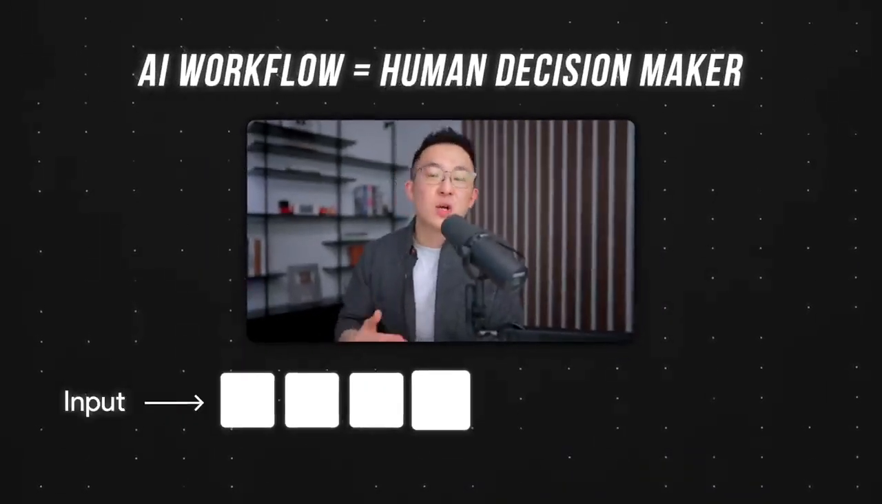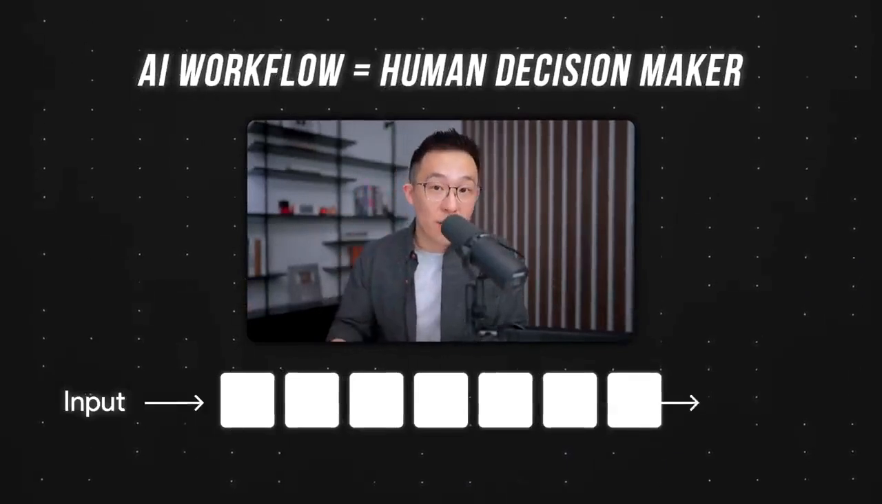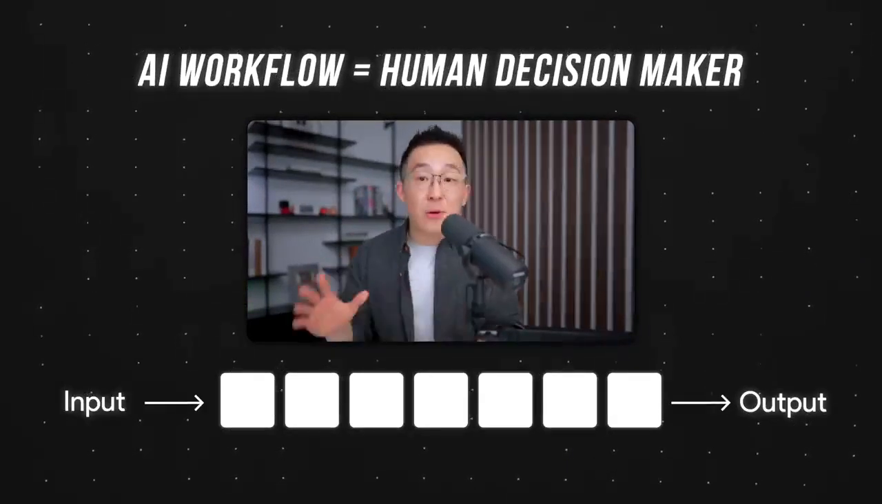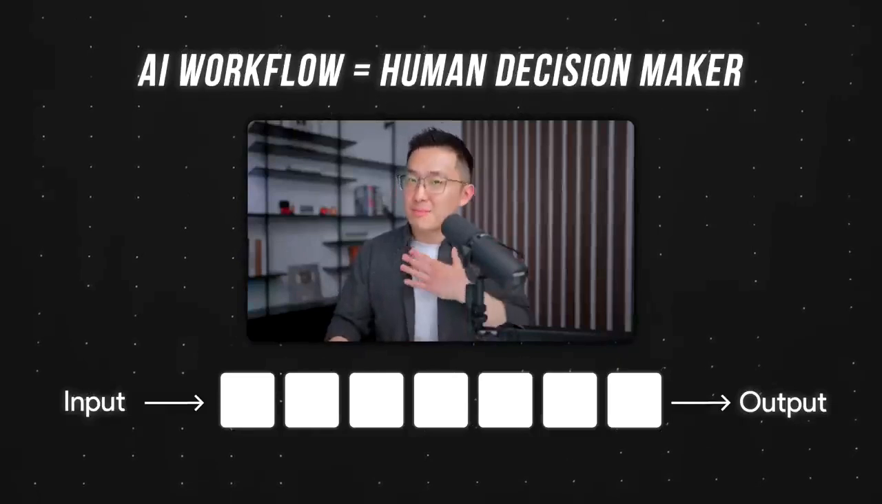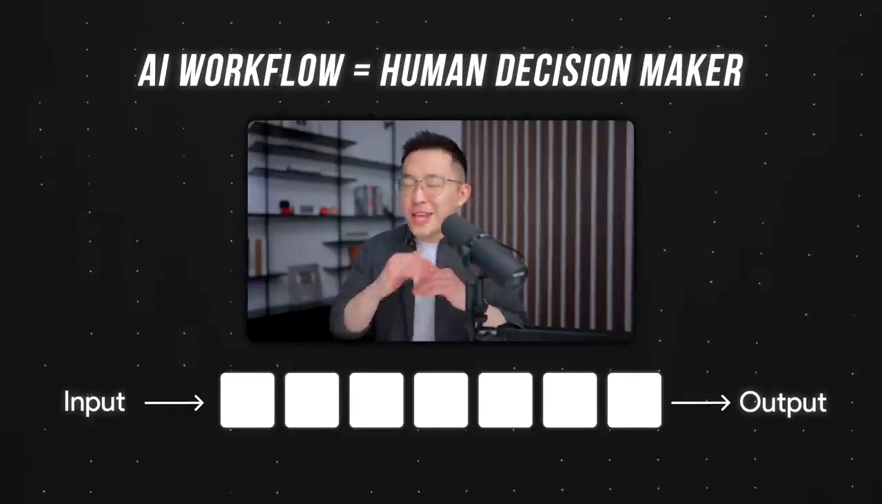Here's the thing. No matter how many steps we add, this is still just an AI workflow. Even if there were hundreds or thousands of steps, if a human is the decision maker, there is no AI agent involvement.